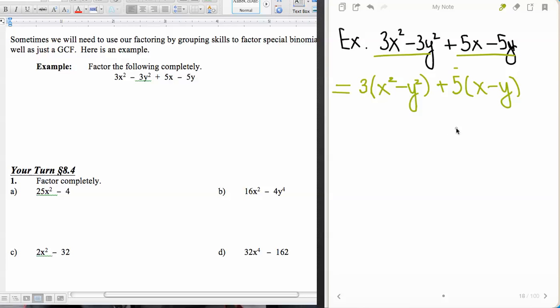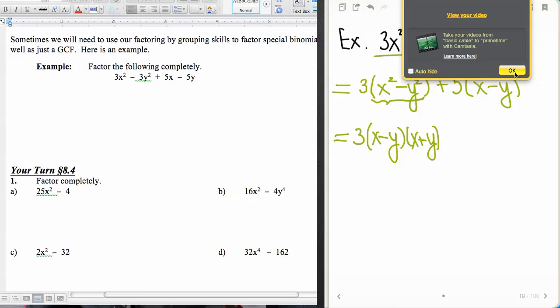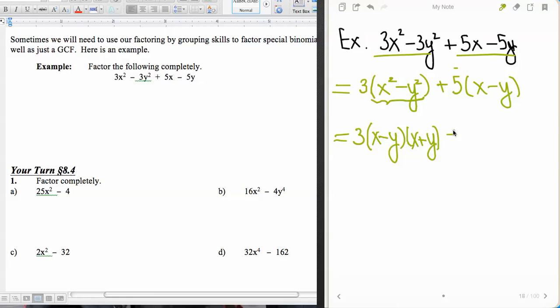Now, at first glance, you go, well, there's nothing else I can do because those 2 binomials don't have a common factor, but they actually do, because this is our difference of 2 perfect squares pattern. So let's factor that right within the middle of our factoring by grouping. So this now is going to say 3 times x minus y times x plus y, because remember, when we have the difference of 2 perfect squares, that's the conjugates multiplying, and then plus 5 times x minus y.